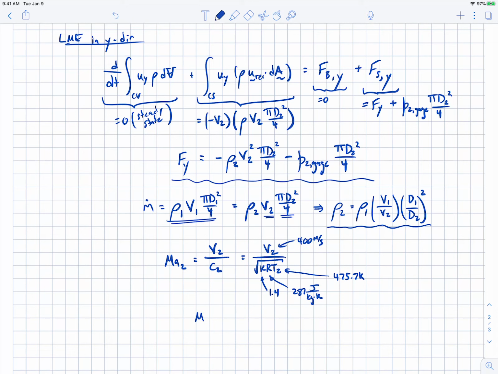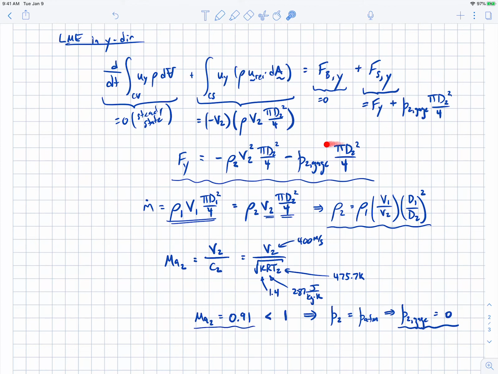So we can plug these numbers in, and you'll find that the Mach number at 2 comes out to be 0.91. So this is a subsonic flow at 2. So even though we have a converging diverging nozzle, the flow coming out of it has a subsonic Mach number, and since it's subsonic, then we know for sure that P2 will equal the surrounding atmosphere. And since I'm working in terms of gauge pressure, P2 gauge would just be 0 because it's just atmospheric pressure.